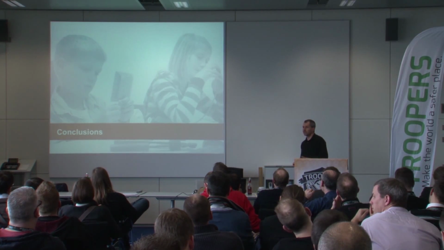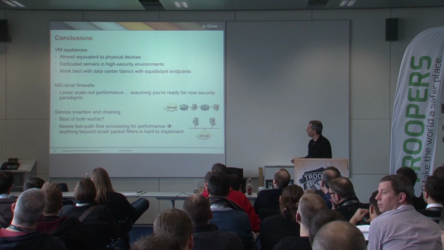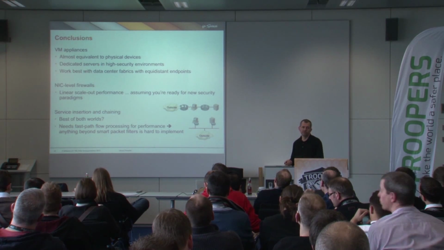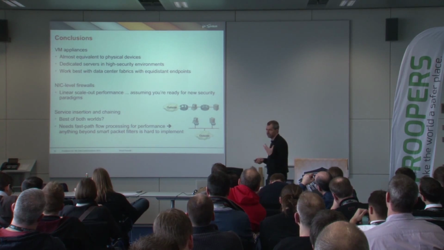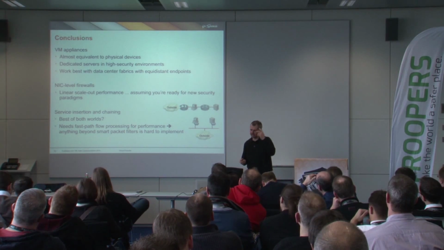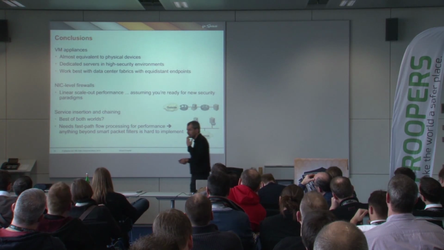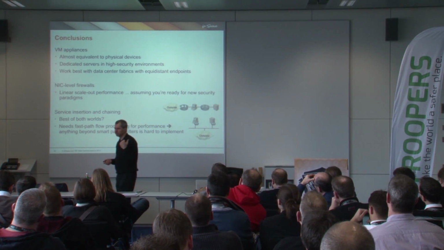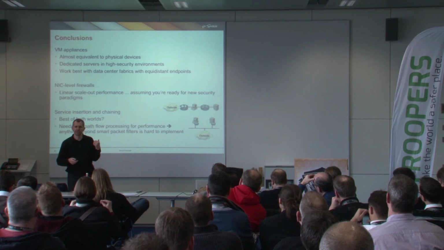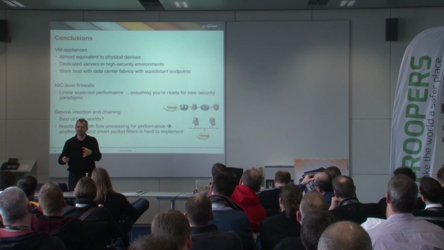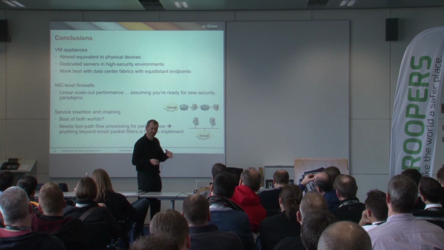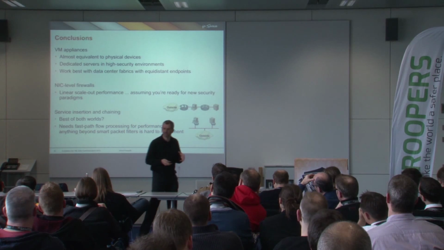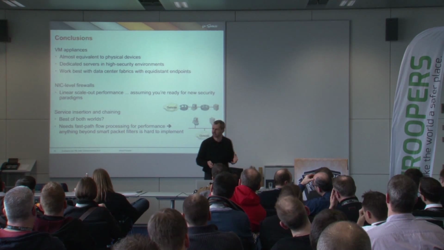OK, and now for some quick conclusions. VM appliances are, for more or less all purposes, identical to physical devices. Usually, they also have the same feature set, apart from a certain 5-letter company that I happened to be mentioning on the previous slide, which had IPv6 support in their physical firewall for a decade, and still doesn't have IPv6 support in their virtual firewall. Because no one is using IPv6 in the data center, right?